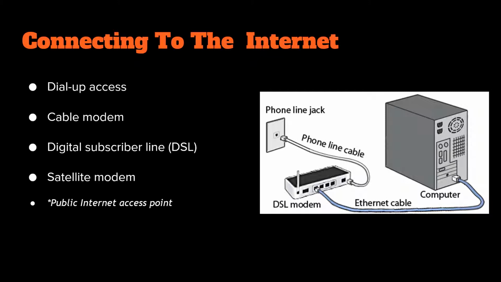A digital subscriber line is another high-speed alternative that transmits data on existing standard phone lines. A satellite modem is similar to a cable or DSL modem. It communicates with a satellite via a satellite dish.